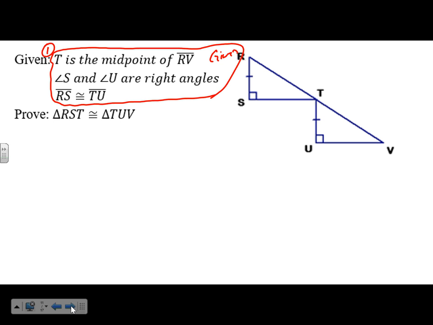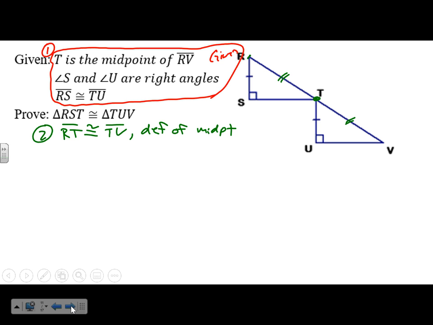So that's our step one. Our step two, I might as well go ahead and make sure I put RT is congruent to TV because of the definition of midpoint. If T is the midpoint between R and V, that means these have to be congruent to each other because it cuts them in half.